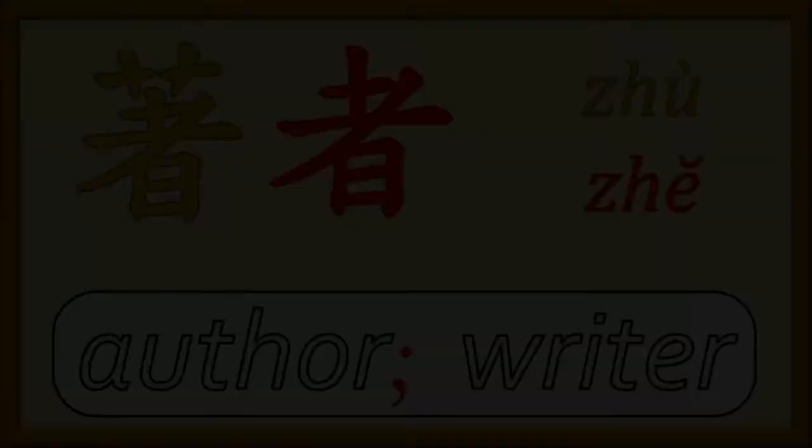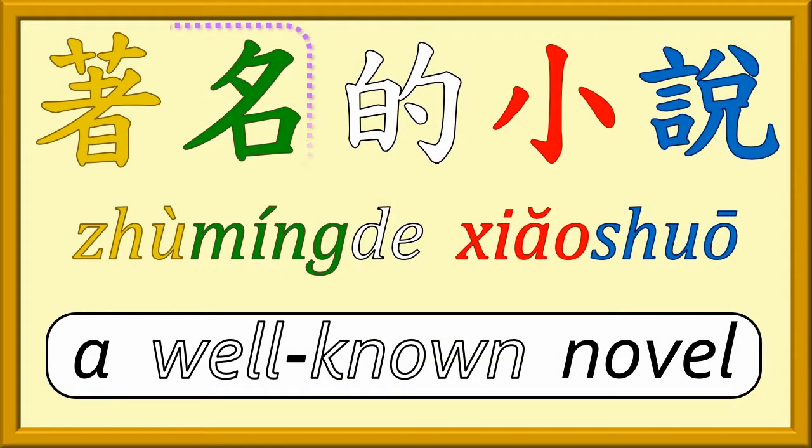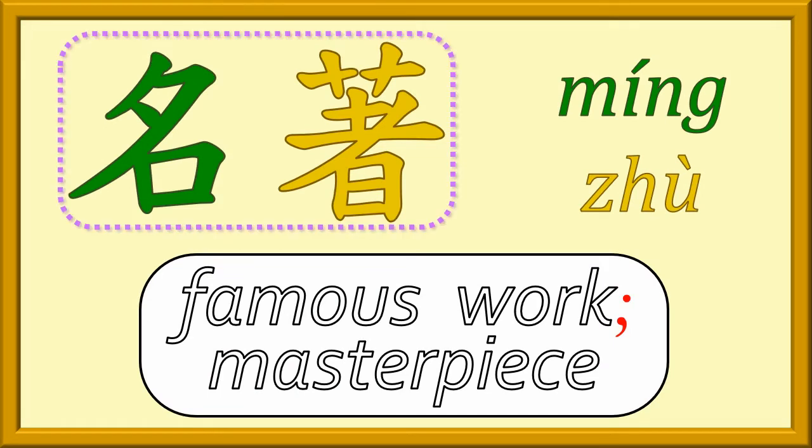The next group takes 4th tone, zhù, and the examples appear on a yellow background. The meanings of author and well-known written works comes from the original bamboo radical, indicating that bamboo sticks were used to stoke and stir up a fire. You will recall that ancient Chinese books were written on slips of bamboo and bound into rolls. 著者, an author or writer. 著名的小说, a well-known novel. 名著, a masterpiece or famous written work.